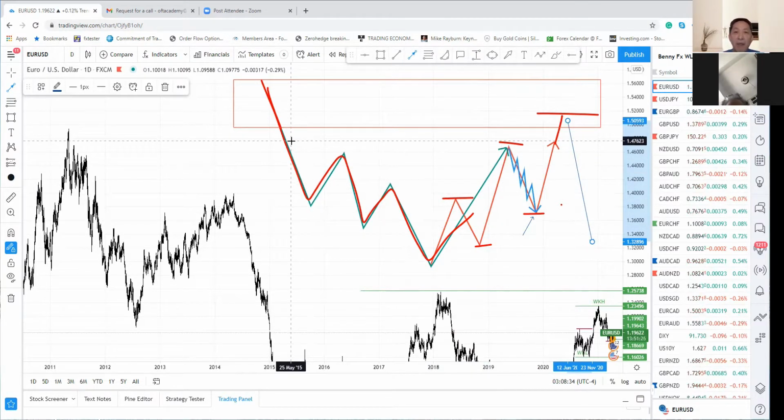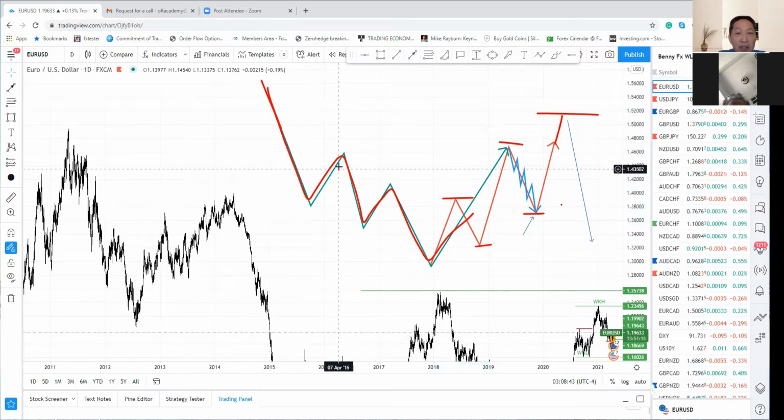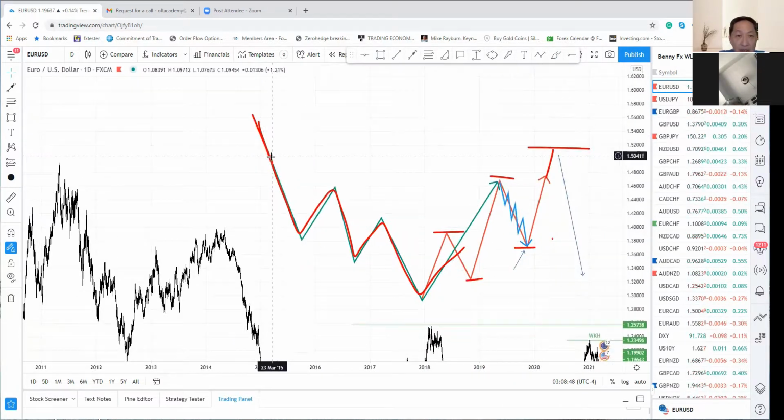Different time frames have different trends, and we always want to trade with the trend, with the higher time frame trend. So this is one thing we need to understand. So let me remove this.